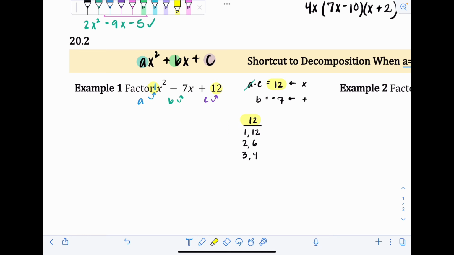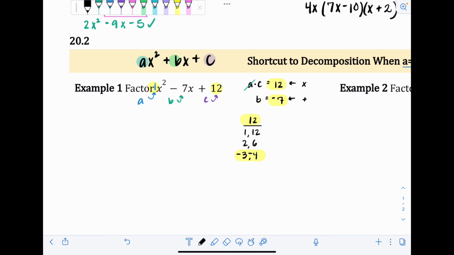So since we need our two numbers to add up to negative 7, that means that we have to pick the pair that adds up to 7, so 3 and 4, but we have to make them both negative, because negative 3 times negative 4 would give me a positive 12 because a negative times a negative is a positive. And then negative 3 plus negative 4 would give me negative 7. So that's our pair, negative 3 and negative 4.